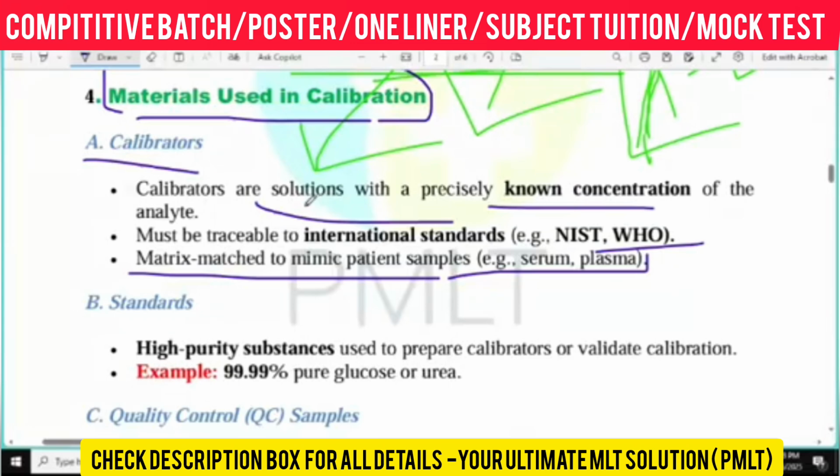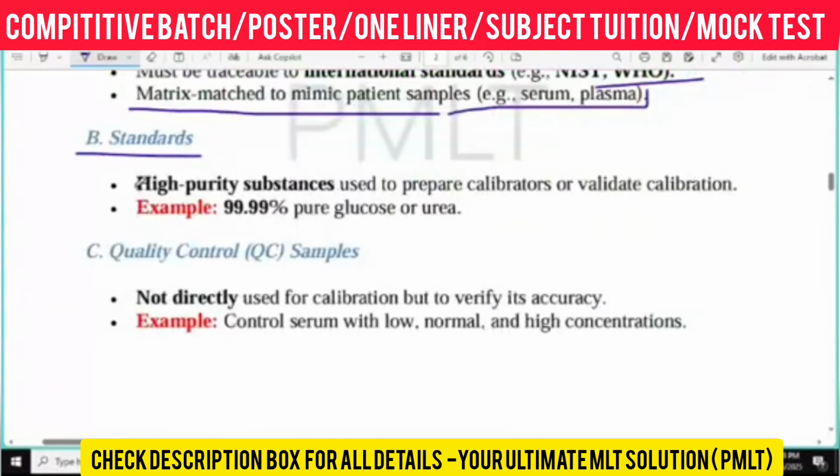After that, we can use the standard, a high purity substance. There should not be any other substance. Only the pure substance which we are using as standard should be present. That might be sugar, that might be urea, that might be any other substance. Whichever substance we are using, we have to use only that substance as a standard. Getting my point? An example is 99 to 99.99% pure glucose. Okay, that is the standard we have understood.